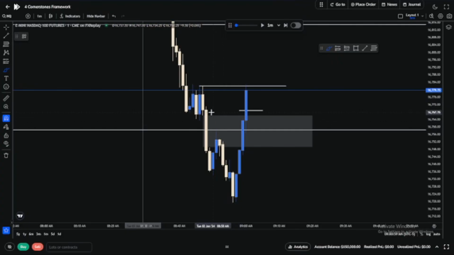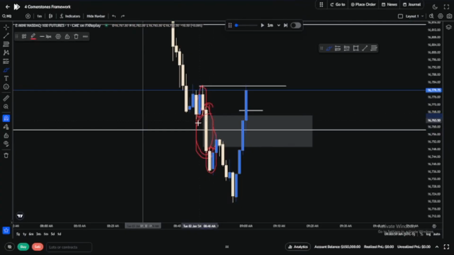All right, so here we have a fair value gap. You see how these are three candles: one, two, three. But notice how in the candle in the middle, we left this gap. The wick is not down here and this wick is not going up here.